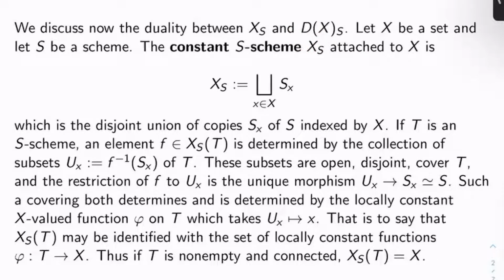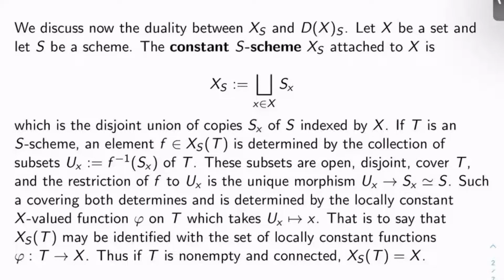So let's let x be a set and let's let S be a scheme. The constant S-scheme x sub S attached to x is given by the disjoint union over little x in big X of S sub little x. So it's just a disjoint union of copies S sub x of S indexed by x. So each of these S sub x's here is just a copy of S. So there's one copy of S for each element of x.